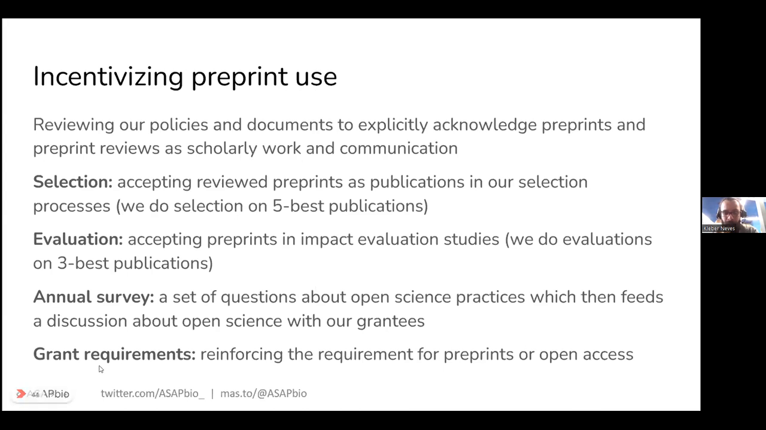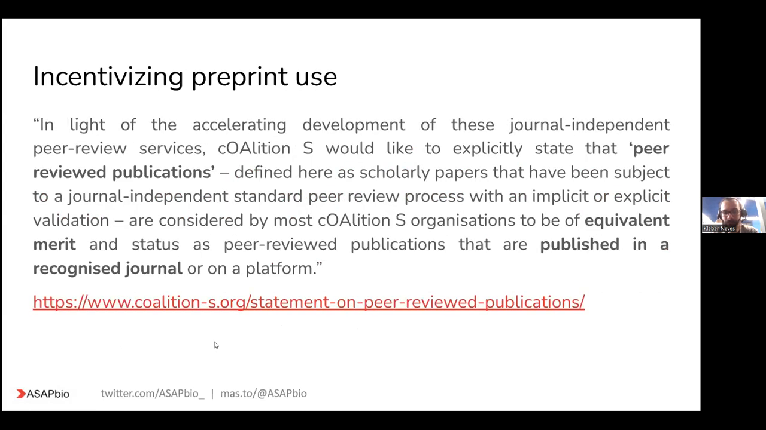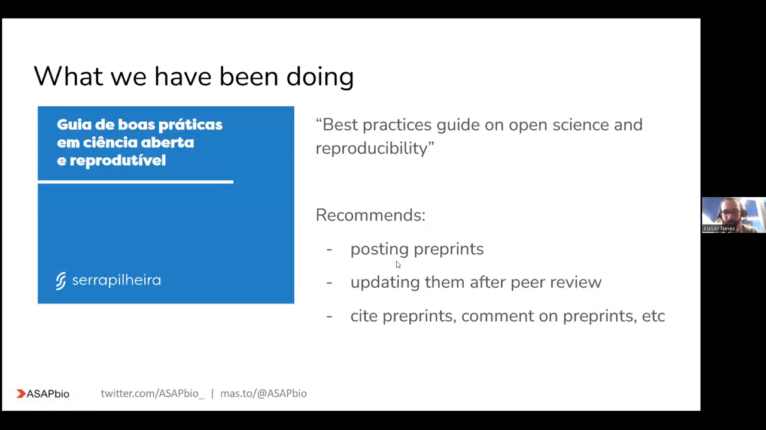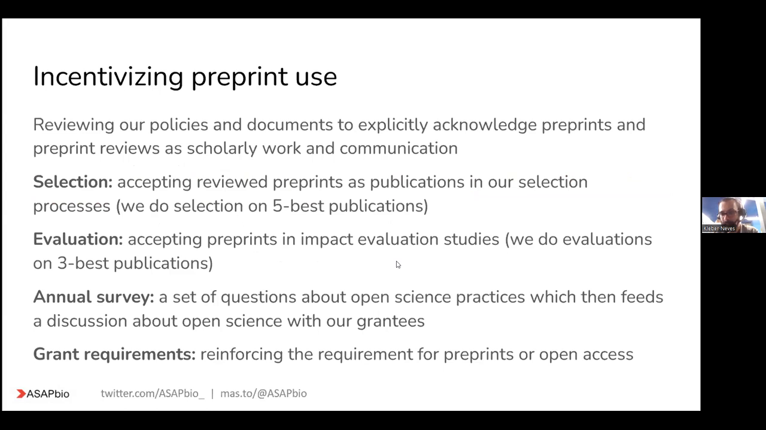We are also changing the grant requirements. What we had before were recommendations, and now we are considering making this language stronger and making it mandatory that you have to make your work open, and making explicit that preprints count as making your work open, not just open access in the other models like Gold or Diamond, but it doesn't need to be a peer-reviewed publication.